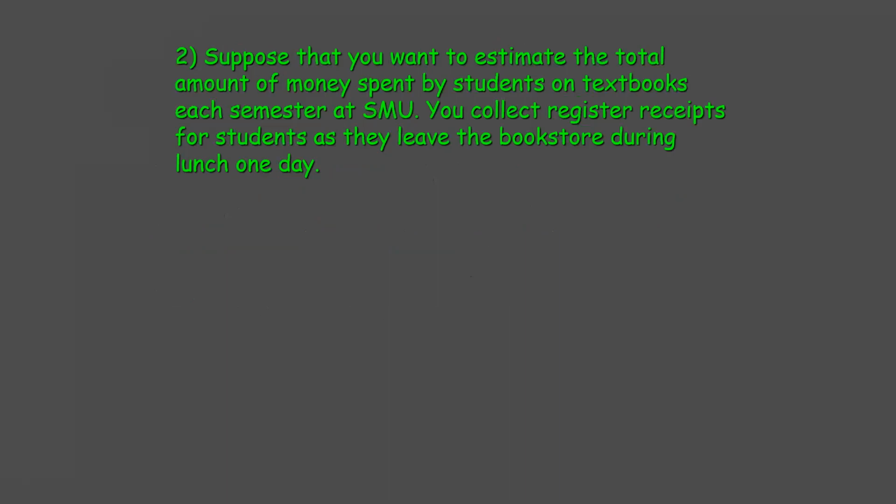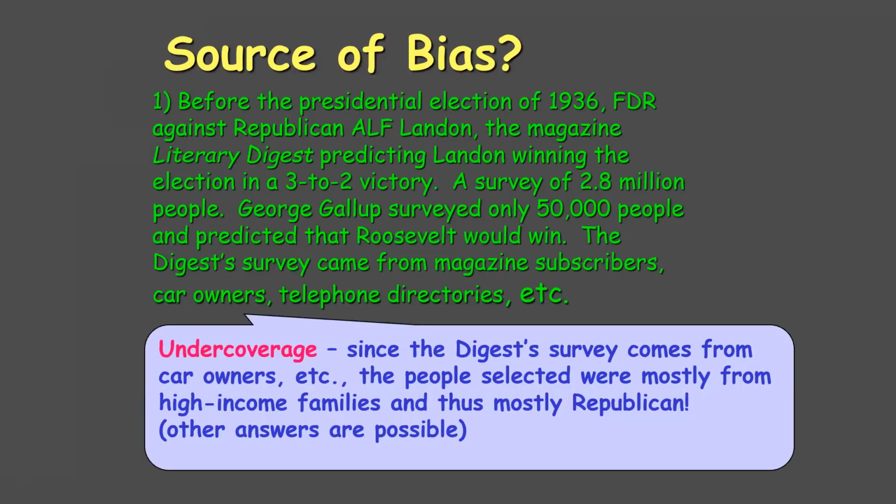Well, it's going to be undercoverage. You're only going to get people that have that magazine, and if they subscribe to a magazine, that costs money, so you're probably getting people from higher income families. You could say that those typically are more Republican, and so forth. Again, you're not allowing every single person to respond, so you can't be sure the results will reflect the actual election. So undercoverage: only people with the magazine are able to participate.